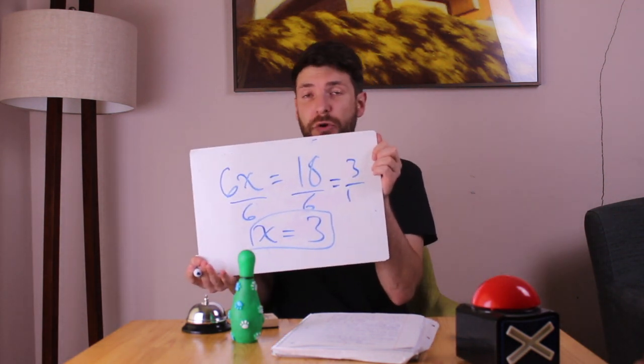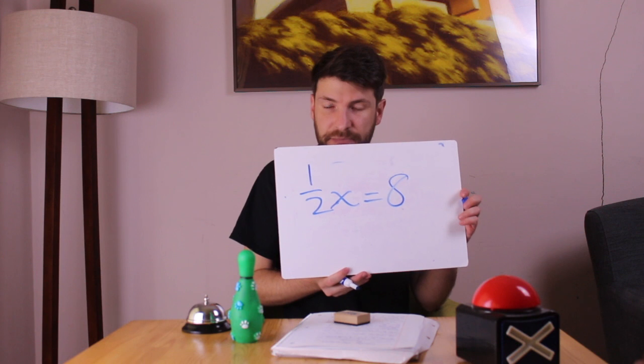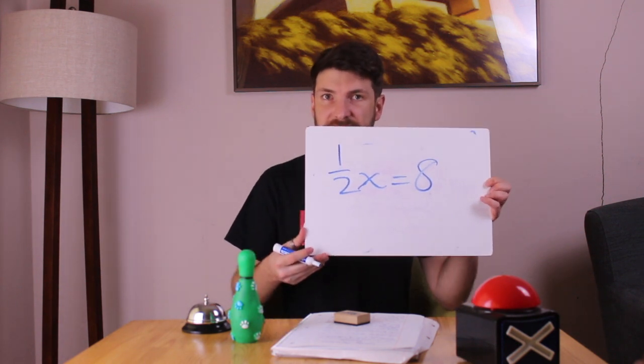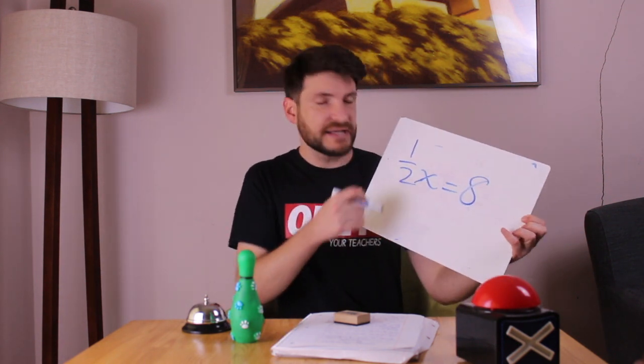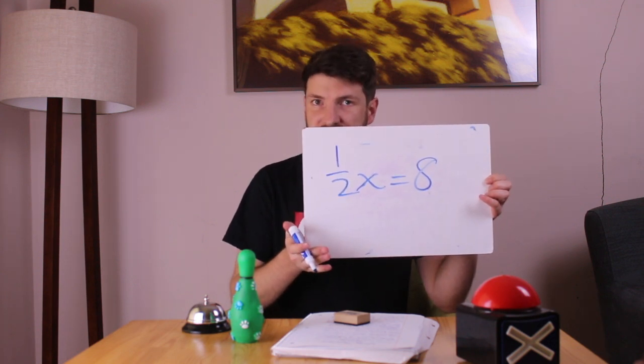I want to go over one more thing before I let you try it on your own. What if you end up with a problem that looks something like this? 1/2 x equals 8. How do we get x by itself? Well, x is being multiplied by 1/2. So how do we solve it?